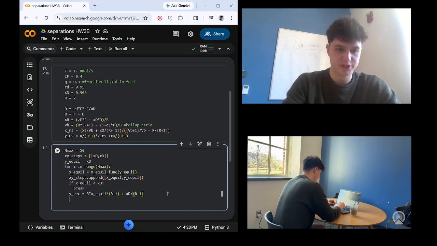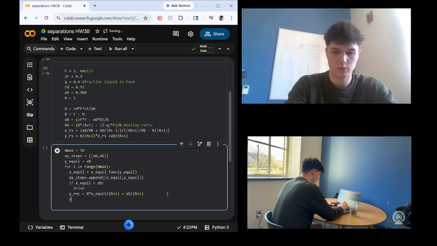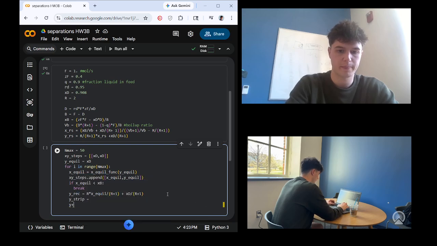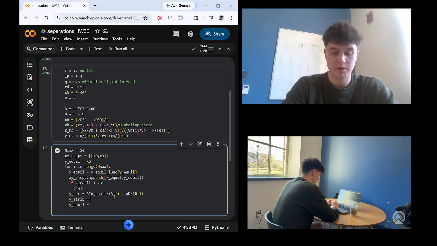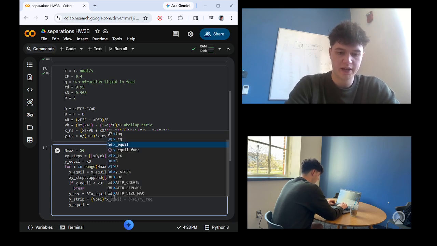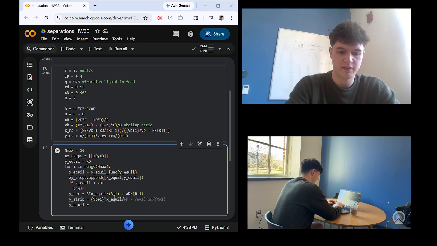Now we need the stripping section, which is going to be y underscore strip, and I'll just type all these out so you guys understand what we are going to be saying. And then we also need our y underscore equilibrium. The stripping section is what we actually derived, which is v bar plus 1 multiplied by x equilibrium divided by v bar. And then we're going to subtract away concentration of boilant divided by v bar.